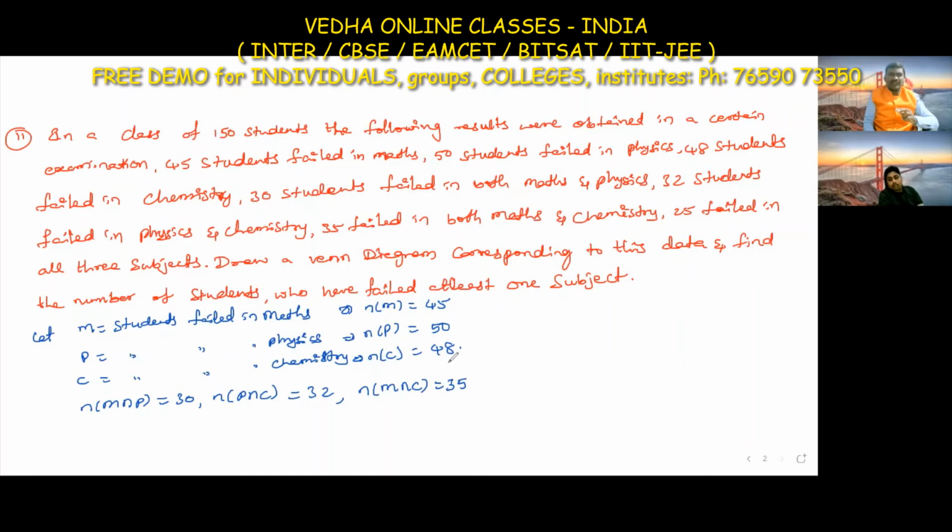25 failed in all the three subjects. Maths intersection physics intersection chemistry is equal to how many? 25, not 35. So 25 students failed in all the three subjects. Now draw a Venn diagram corresponding to this data, and find the number of students who have failed in at least one subject.